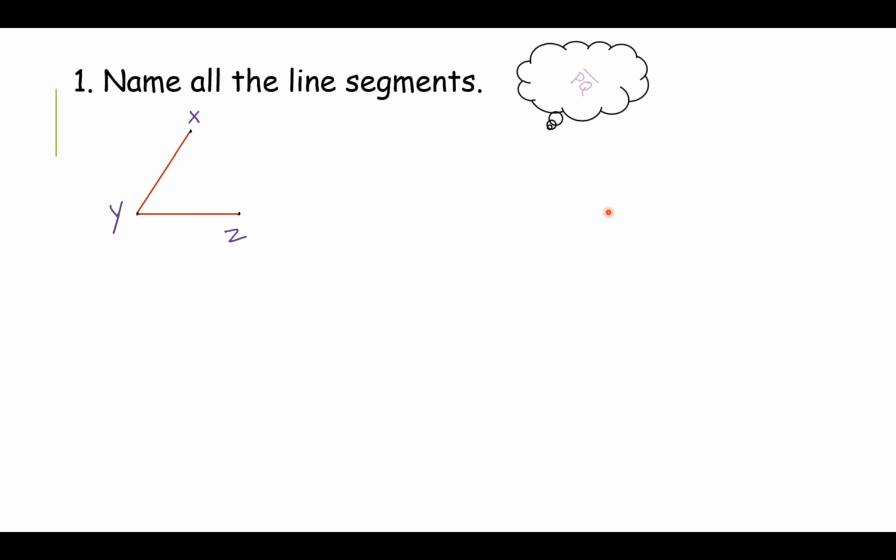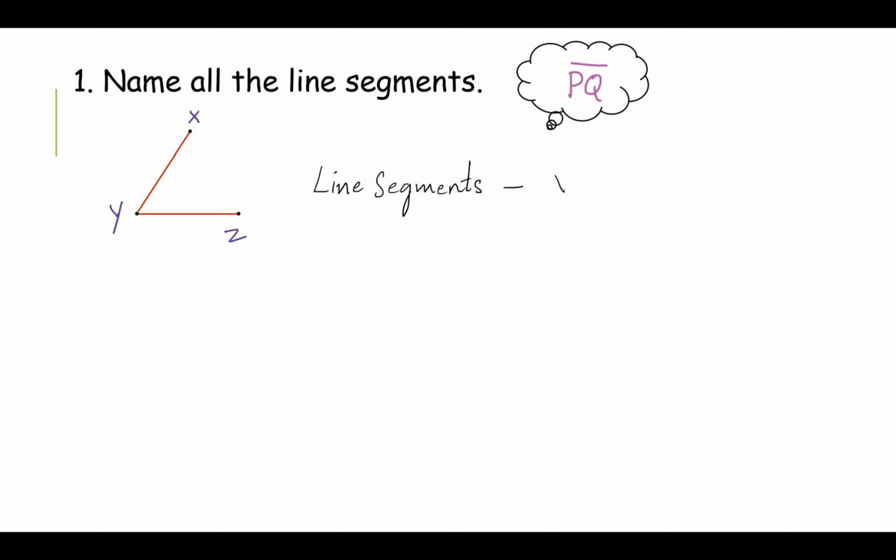So you have to identify the line segments. So how will you identify the line segments? Just recall the definition of line segments. So it should have two endpoints. If you observe the figure, here you have two endpoints, x and y. Similarly, y and z. You have two endpoints. So I can write line segments.